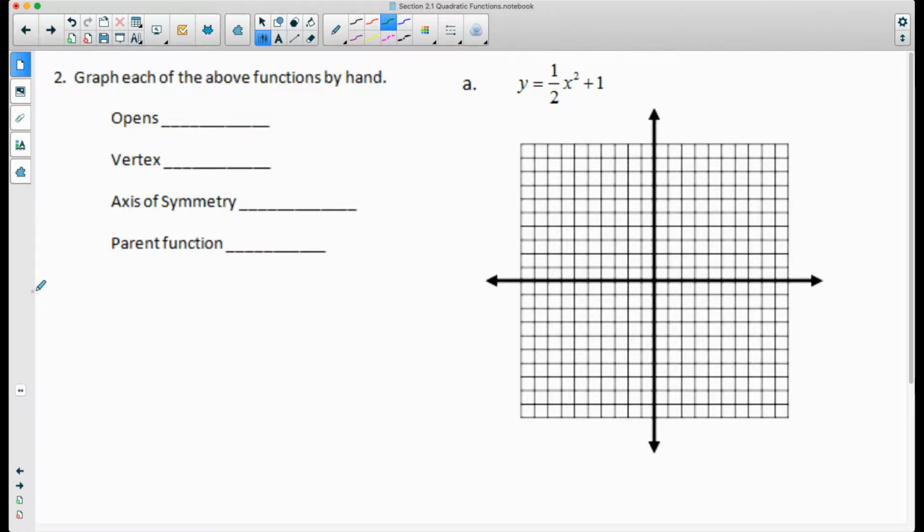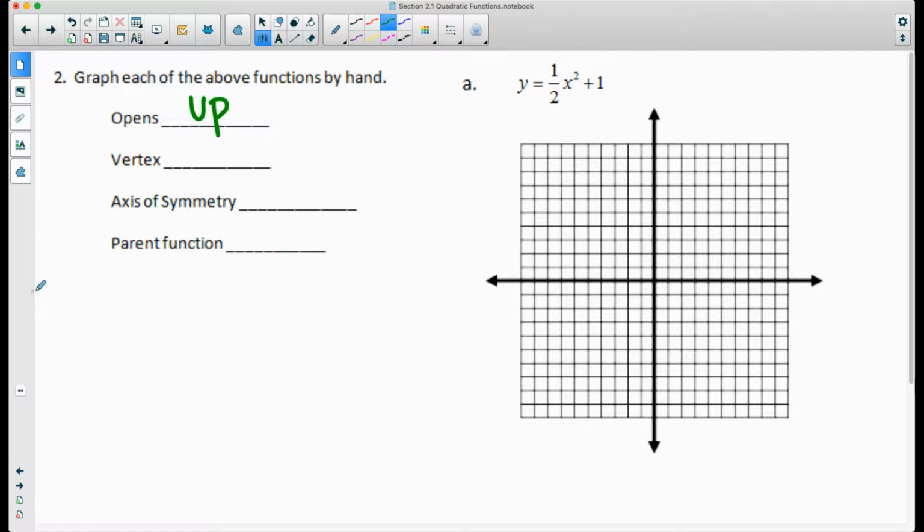All right, so we're gonna graph these by hand. There are a couple different ways you can do this: by transformations, by knowing the different forms, or by finding the vertex. It's up to you, okay? So which way does this graph open? Up. How do you know that? A is positive. A is 1/2 in this case.